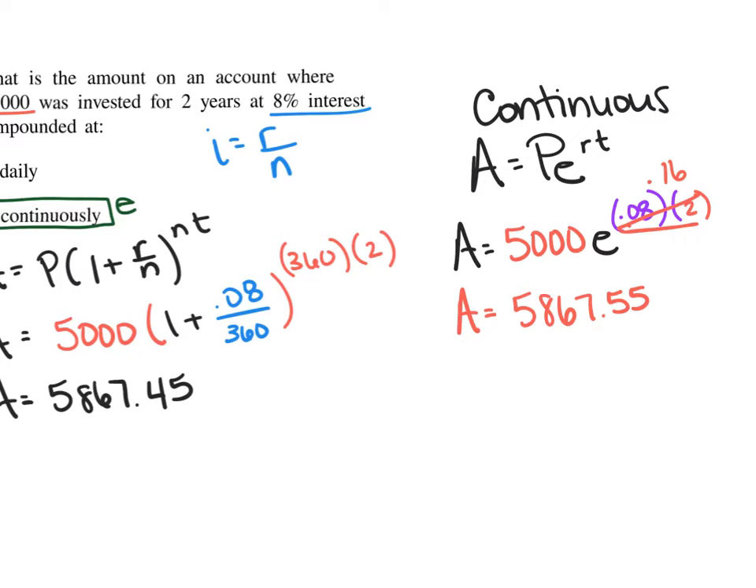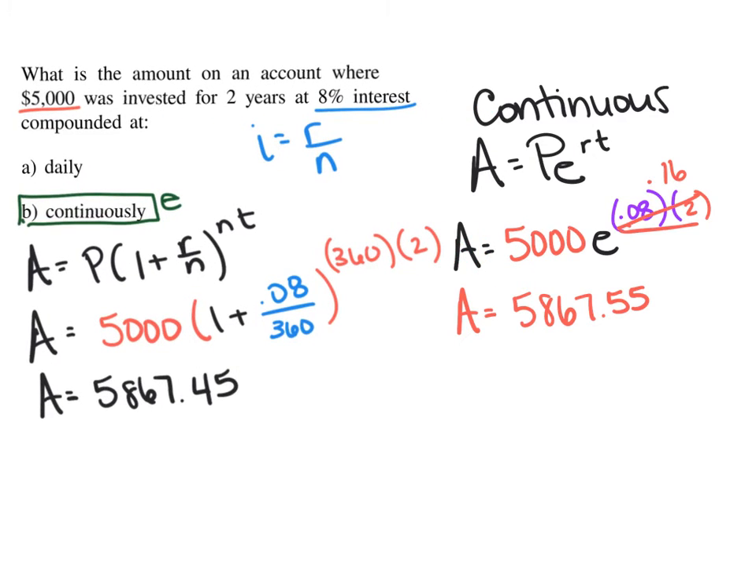And you would expect it to be a lot bigger, but it's not, because E is actually a limiting factor. Your money can only grow so much before it starts to limit itself off. But this is what we call continuous interest, or continuous compounded interest. So when you see the word continuously, you're going to use the continuous formula, or I like to call it the Pert formula. And it's A is equal to P E to the RT.